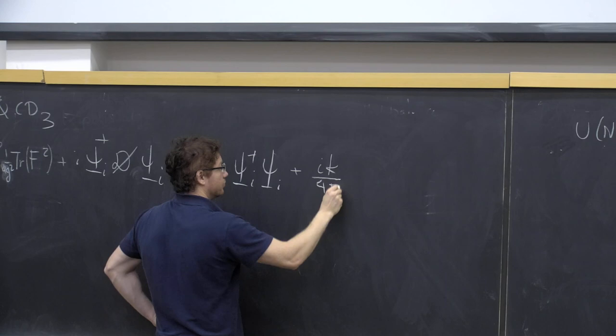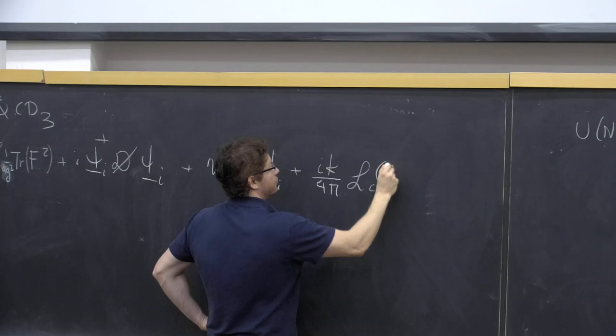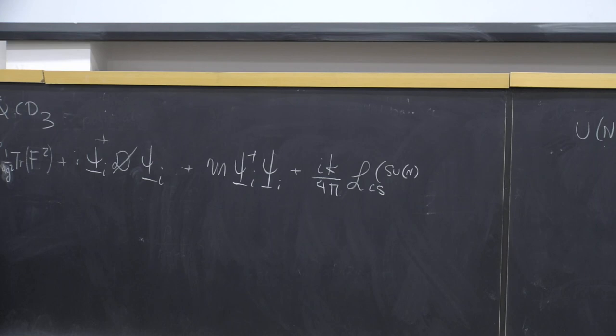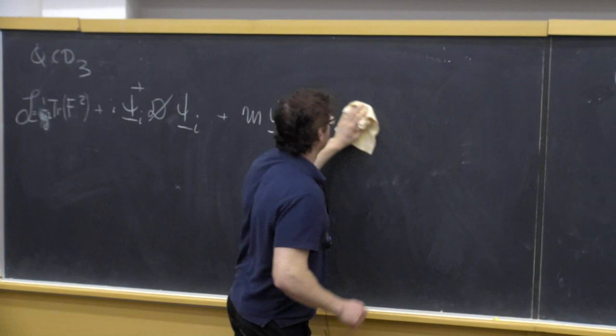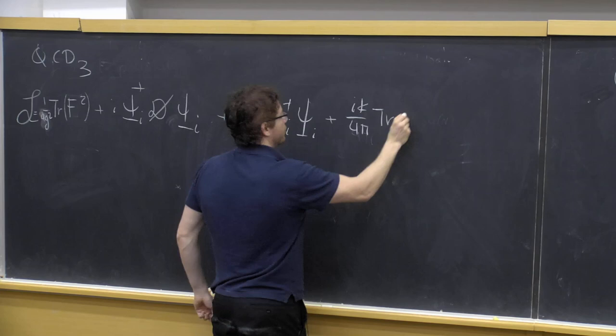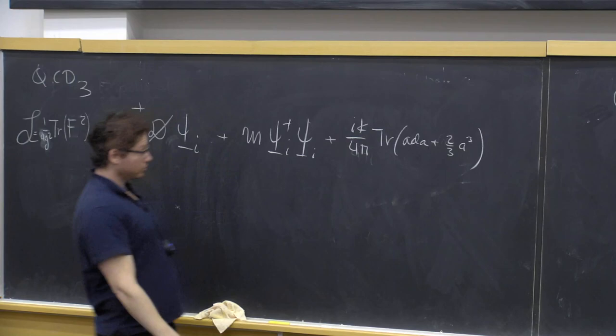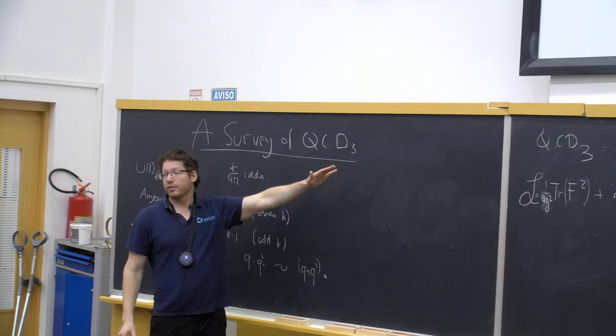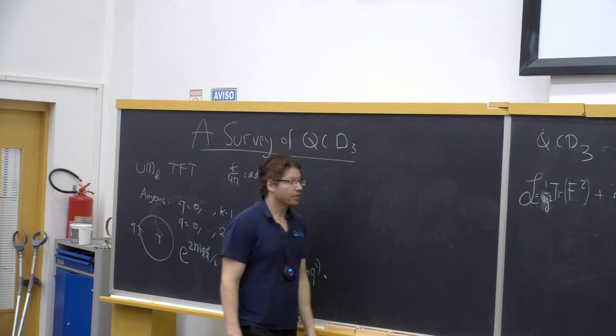This is the Chern-Simons Lagrangian for SU(N) level k. It's probably easier to just write it down. So we have ik over 4 pi trace of A dA plus 2/3 A cubed. So now I want to discuss a little bit this theory and tabulate the differences between this and the four-dimensional story, which I reviewed yesterday. So let's make a few remarks.